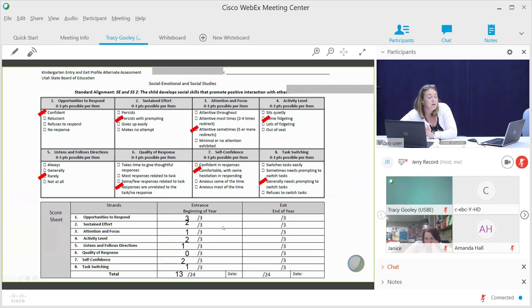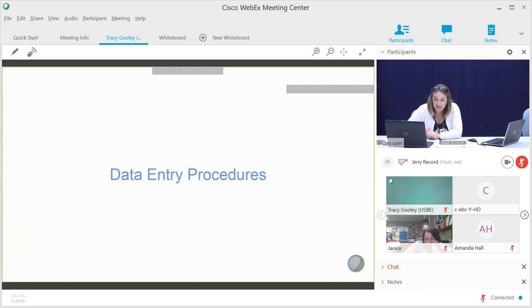And they just add it up here. So same thing like the regular KEEP, you will not enter this information into the Data Gateway. This is just for you to keep. At some point, the board may decide to get some sort of aggregate level, but as of right now, this is just information for you to have. So that is what the rubrics look like.